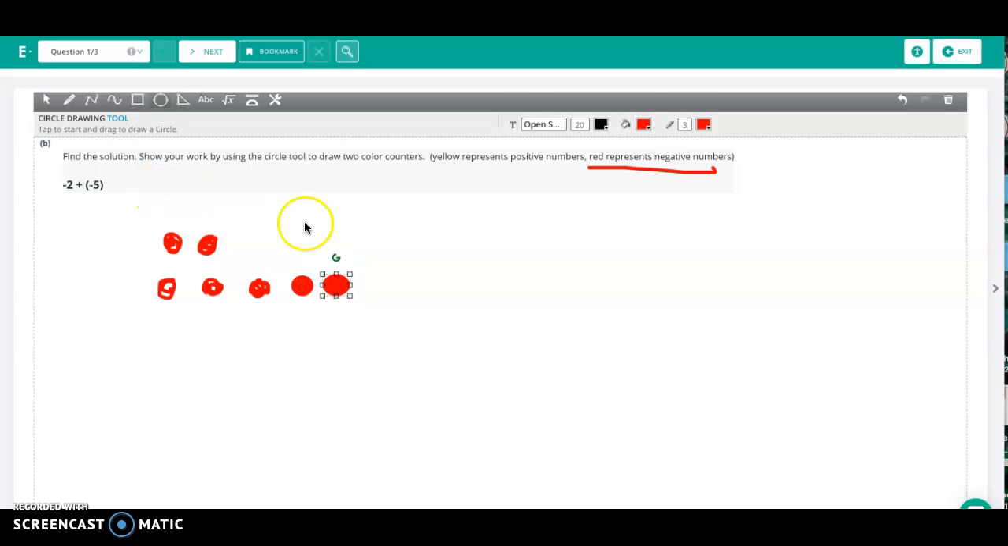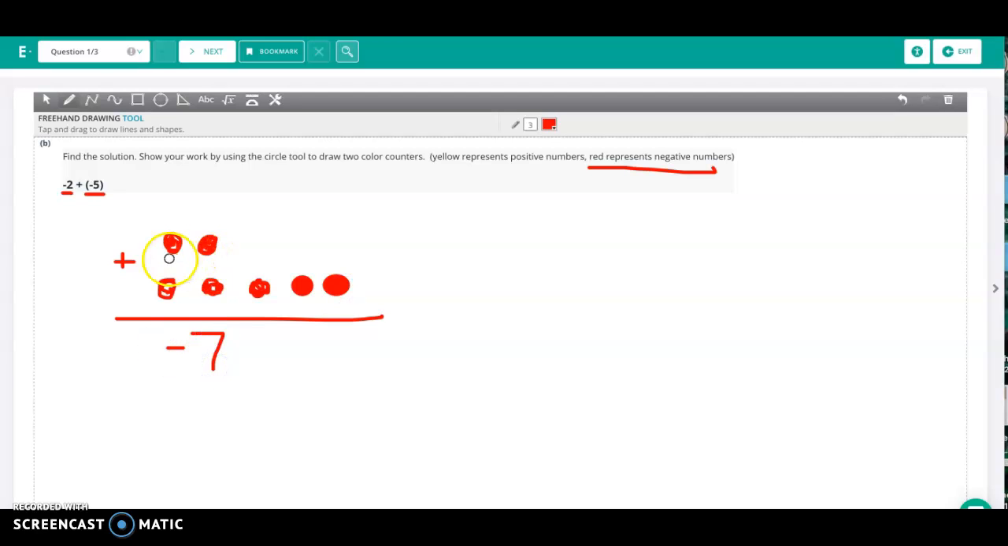All right, so now I have a total of 2 negative counters and then -5. So I'm adding that together. And when I do that, I'm just going to count them. So I have 1, 2, 3, 4, 5, 6, 7. So that means I have -7. -2 plus -5 is equal to -7.